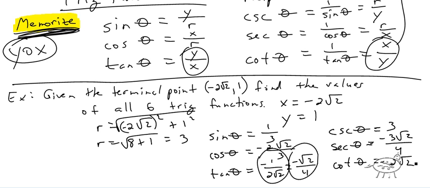Okay, and that's it. That's it, math fans. Watch your signs, and just memorize those 6 trig functions. Really, you have to memorize just 3 of them, and then you know the reciprocal is the other 3 functions.